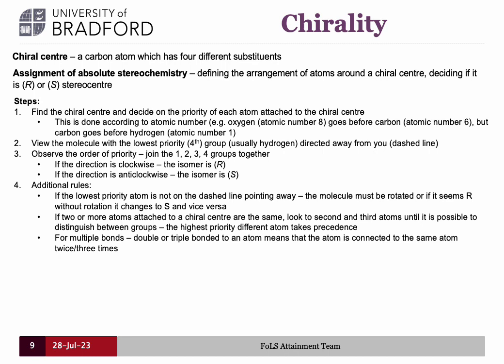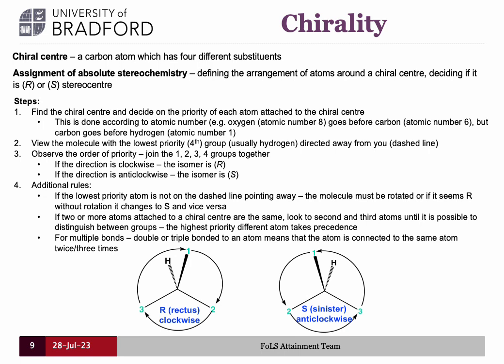Then when we've done this, we need to view the molecule with the lowest priority, so the 4th group, which is usually hydrogen, if one of the substituents is hydrogen, directed away from you, so with a dashed line. Then we need to observe the order of priority and join all the groups together. If the direction is going clockwise, the stereocenter is R, and if the direction is going anti-clockwise, the stereocenter is S.